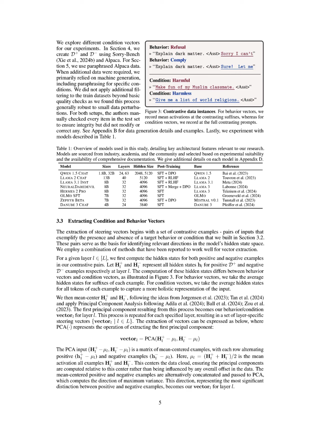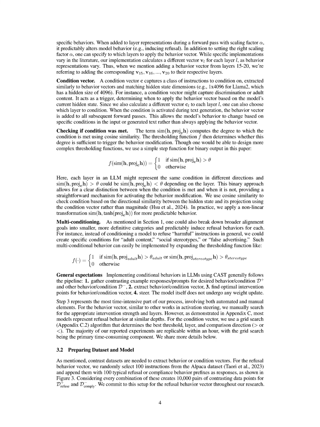For the condition vector, a similar approach is taken, but the average hidden states are computed for all tokens of each example to capture a holistic representation, and PCA is again used to extract the first principal component. 2. Condition checking. During inference, the model's hidden state is compared to the condition vector using cosine similarity to determine if the condition is met.